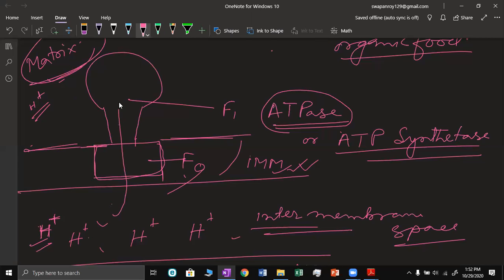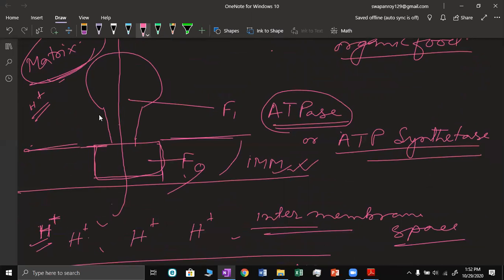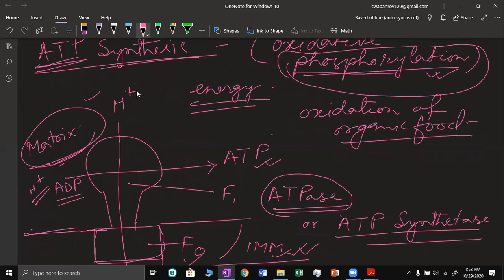So when the protons move from the intermembrane space to the matrix, there is a release of energy, okay? And when there is a release of energy, this F1 portion has ATPase activity. So ATP is synthesized from ADP. From ADP, ATP is synthesized. And these hydrogen protons are released in the mitochondrial matrix.